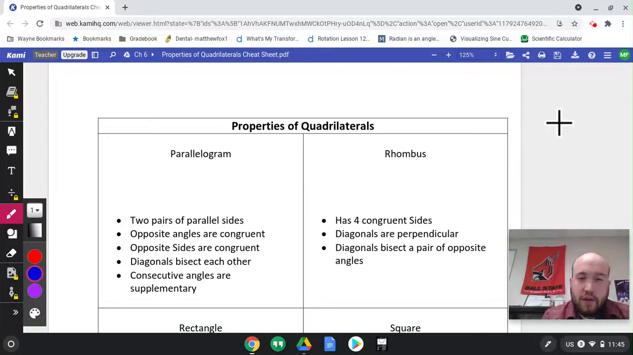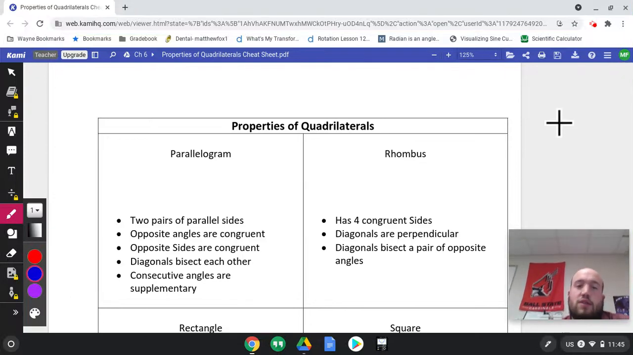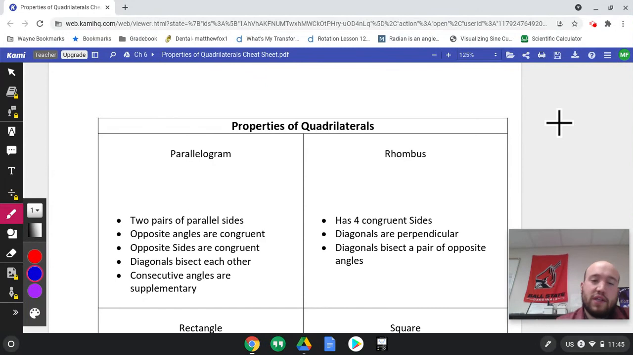All right, good morning. And today, obviously, I am not here, so I just want to make a little video for you guys to see what we've learned about different quadrilaterals. Remember, a quadrilateral is a four-sided shape. Okay, so we've learned about quite a few of them.